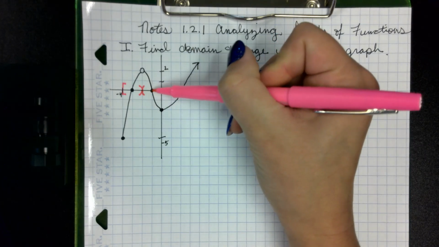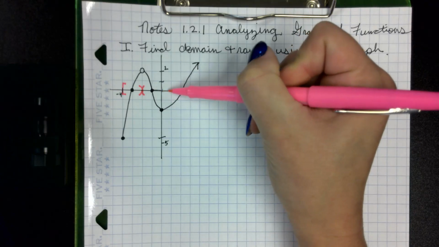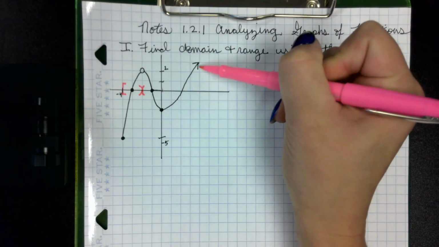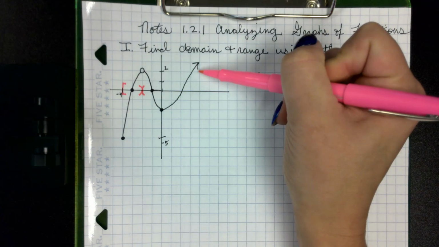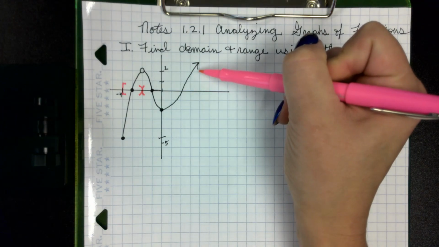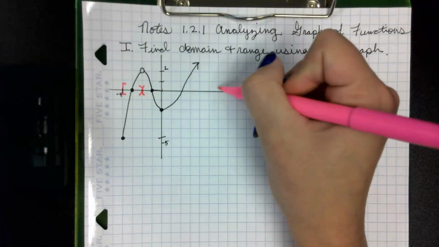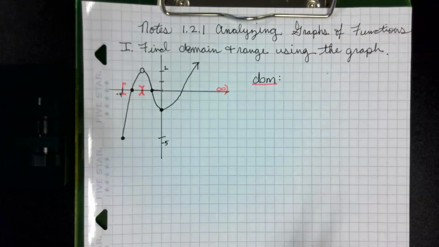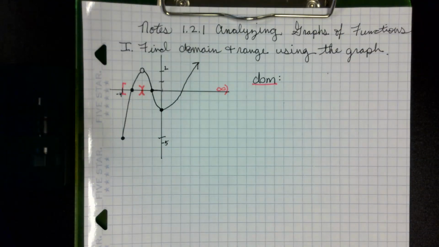Does my graph exist? Yes, it does. It keeps existing. There's graph there. There's no breaks. And then I see an arrow. I know an arrow means it keeps going on forever. Forever would be to infinity. And I'm going to close that interval. And infinity always gets parentheses. So I've mapped out the domain on my x-axis.